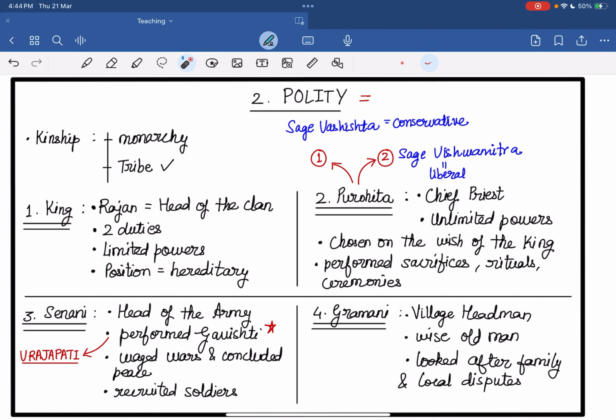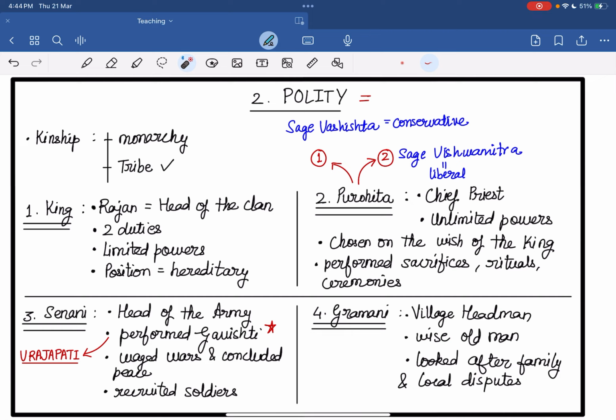And the Purohit performed sacrifices, rituals, ceremonies of the clan. But in the name of the king, or Rajan. The third key player that we're going to learn about happens to be Senani. Now, who was Senani? Senani was the head of the army, commander-in-chief of the army. He waged wars and concluded peace again in the name of the Rajan. You can't do anything alone, right? So you have to do it in the name of the Rajan only, in the name of the king. He recruited soldiers also.